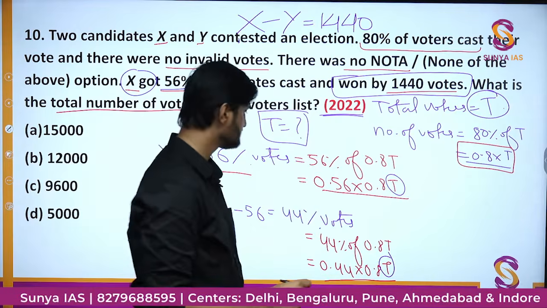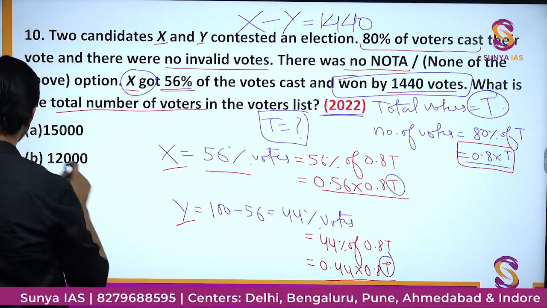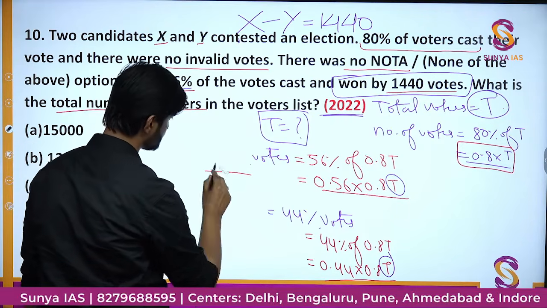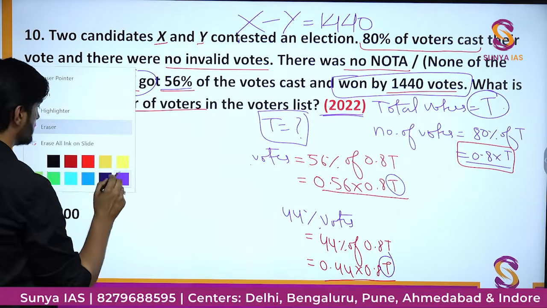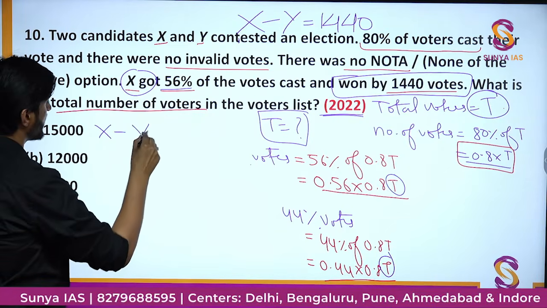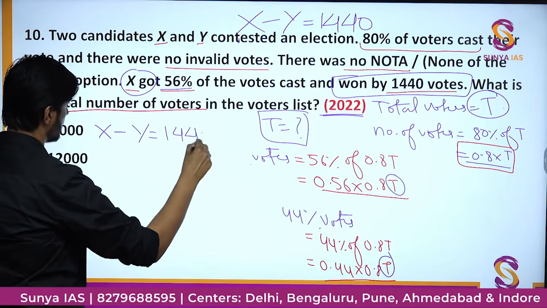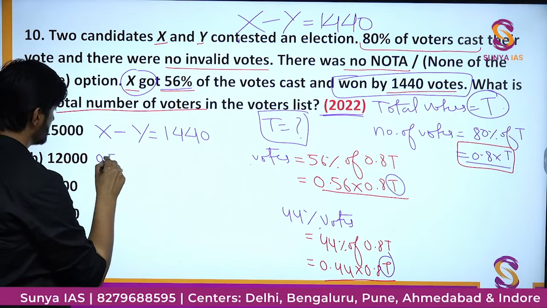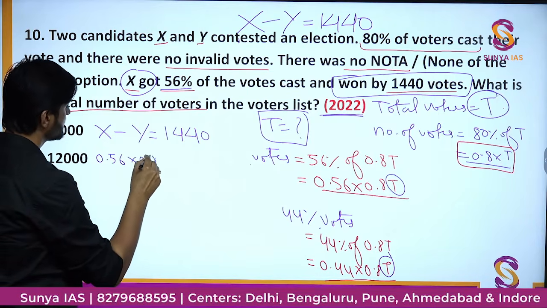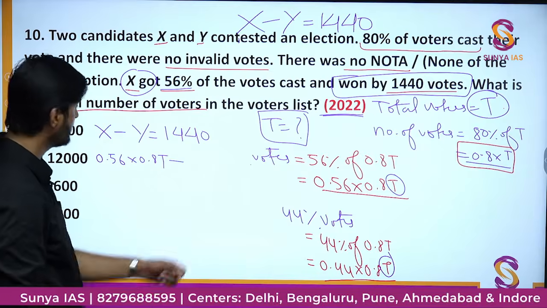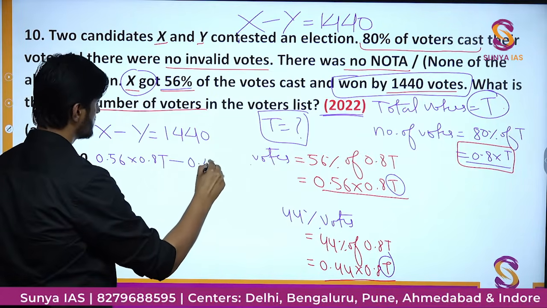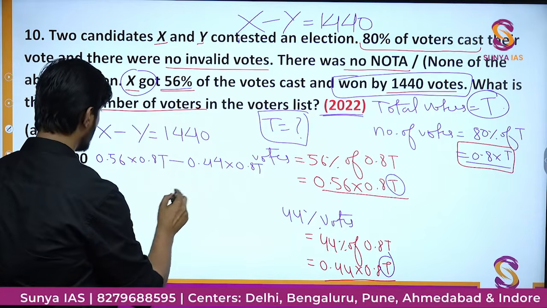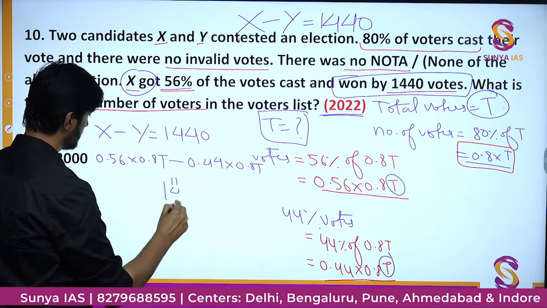We'll simply go through that method. Let me just create some space here so that we can calculate. I'm erasing this part. What we have to do is that X minus Y is 1440. What is the value of X? It is 0.56 into 0.8 T minus what is the value of Y? 0.44 into 0.8 T, and this subtraction is equal to 1440.